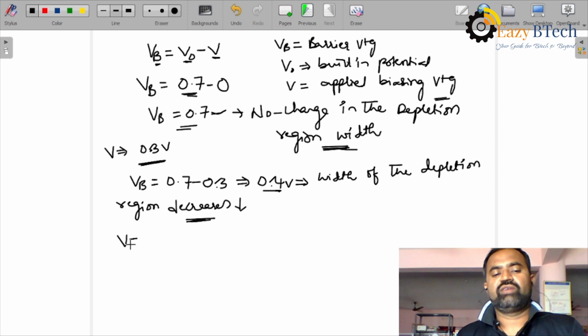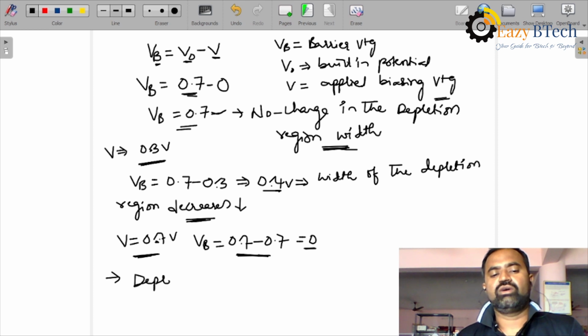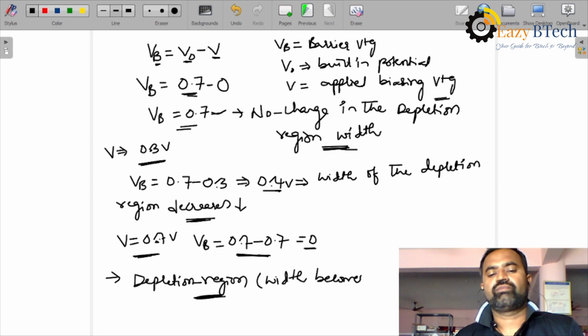Now when V is equal to 0.7, then barrier voltage VB is equal to 0.7 minus 0.7. At this point what happens? It becomes 0. Now there is no depletion region. Width becomes 0. Okay.